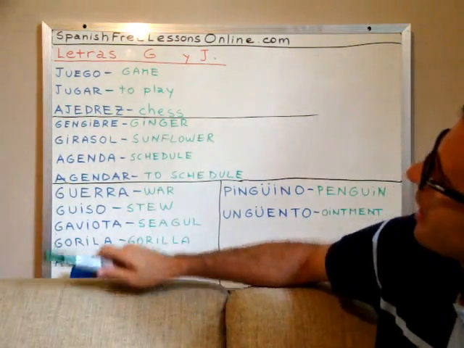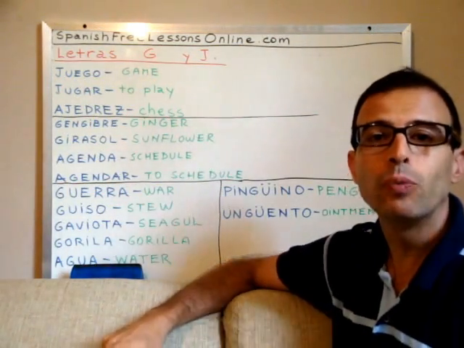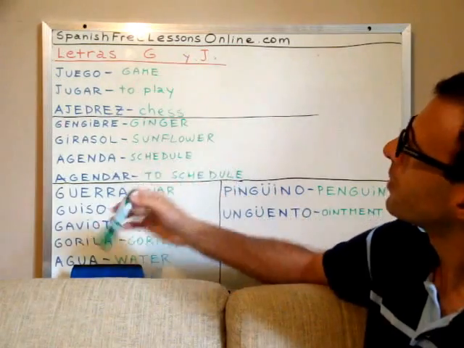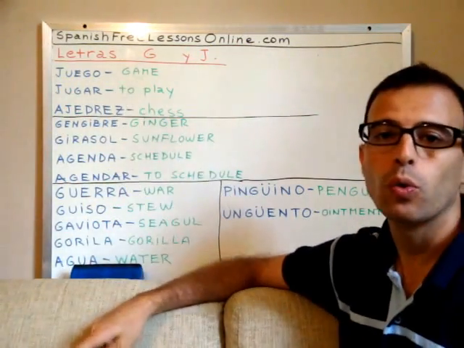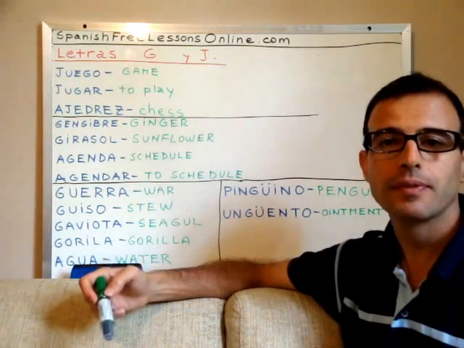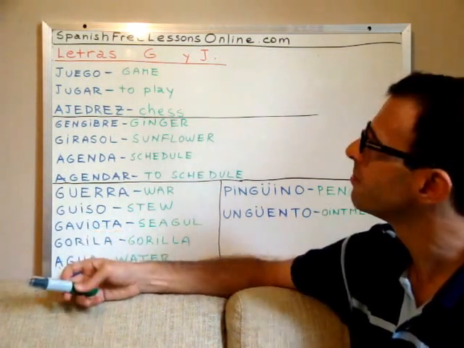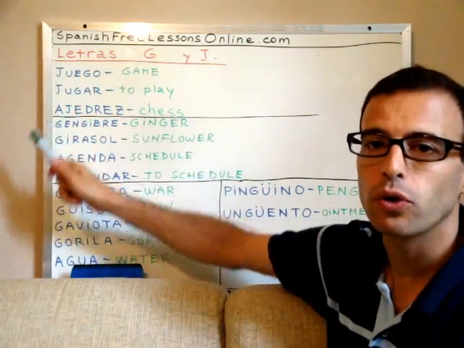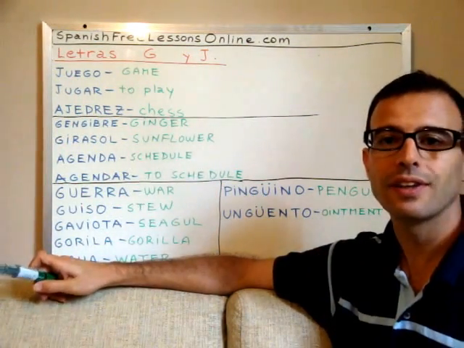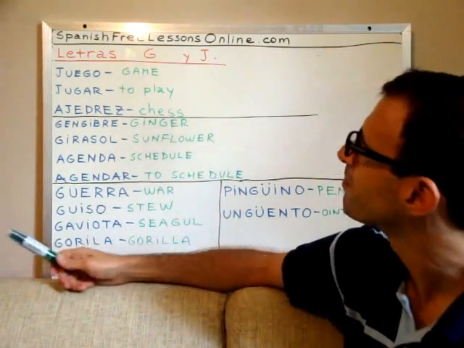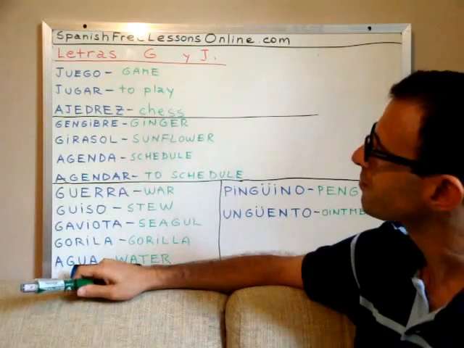So let's begin with these examples of words that begin with J, right? We have juego, that is game. Un juego, a game. Vamos a jugar un juego. Let's play a game. You see, this is juego, juego. Scratching the throat. It's not the exhalation of the English H. Jugar is to play, the verb.